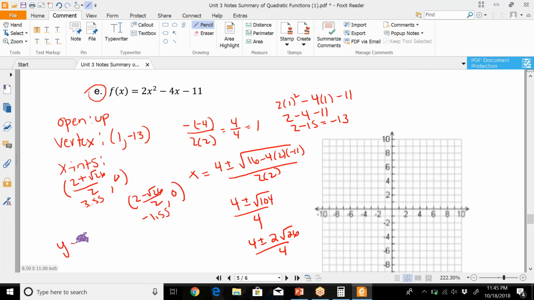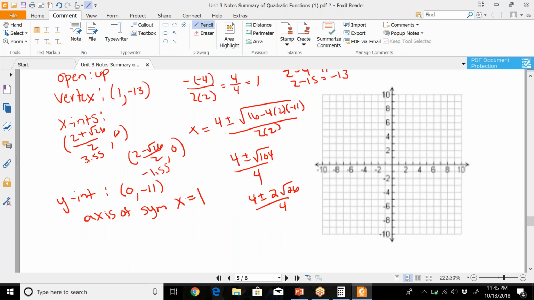Okay, y-intercept is just the constant value since we're in general form, so negative 11. And the axis of symmetry is at x equals 1, because that is our vertex x. Okay, so sometimes, like I said, you get some nasty points. This time it's because of the quadratic formula. So we need 3 more marks down here. So this is negative 11, 12, 13.